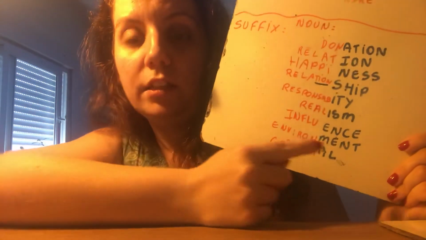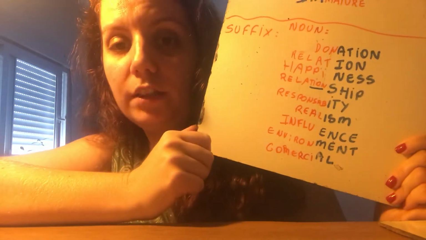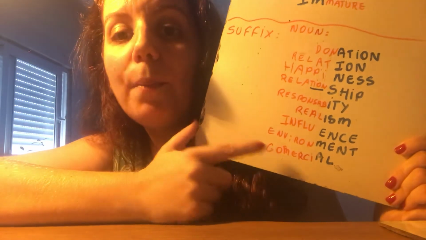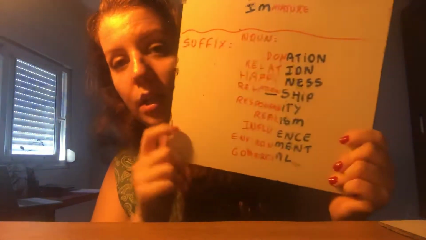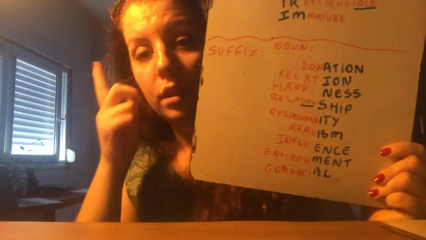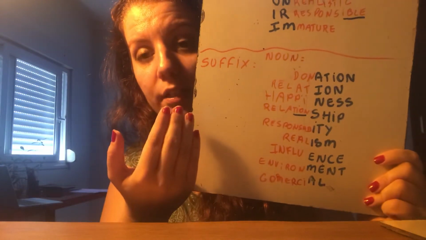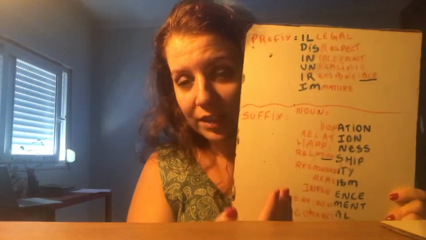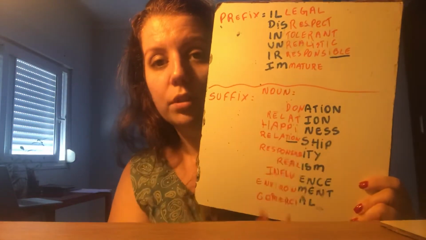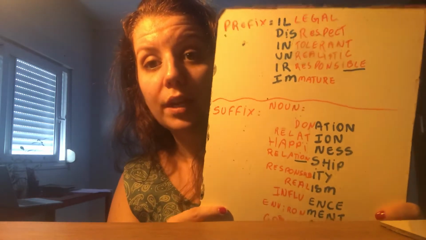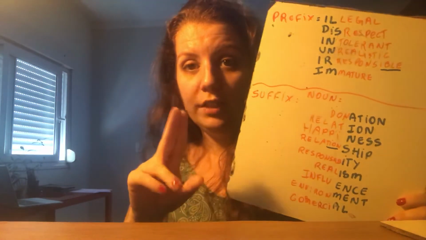Influence, ence is a prefix, it's a suffix, I'm sorry. Environment, environmental, commercial. So the suffixes are these in blue, and these are just examples. Put in your mind: the suffix is everything that comes after, and prefix is everything that comes before the word. And the red words would be the base words, as we call them. And sometimes you can add both. You can add suffix and prefix.